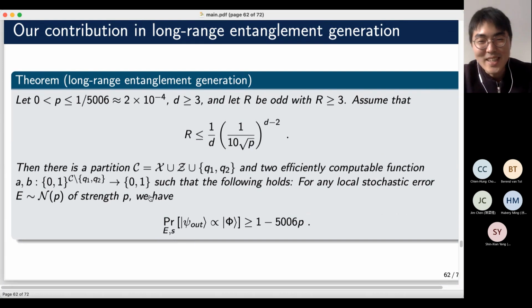Okay. So this is our threshold theorem. If we are given some parameter p less than this number, 1/5000, and if the communication distance is less than this number, which is exponential in the code distance d, then we have this nice property that the final state is a steady state with probability greater than or equal to 1 minus some constant number times p.